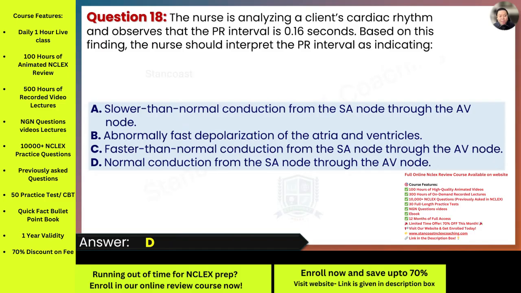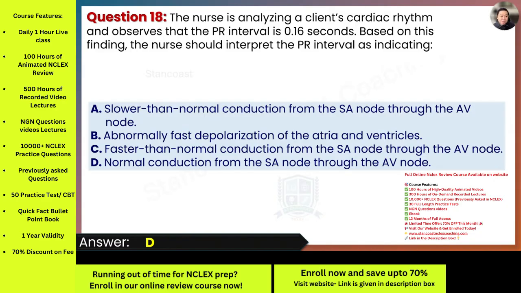Now, what about letter A? Slower than normal conduction from the SA node through the AV node. Now, if the PR interval were longer than 0.20 seconds, that would indicate slower conduction from the SA node through the AV node. However, since the PR interval here is 0.16 seconds, which is normal, this is not the case, and this is a key clue. The PR interval would be longer if conduction was slower, not within the normal range.